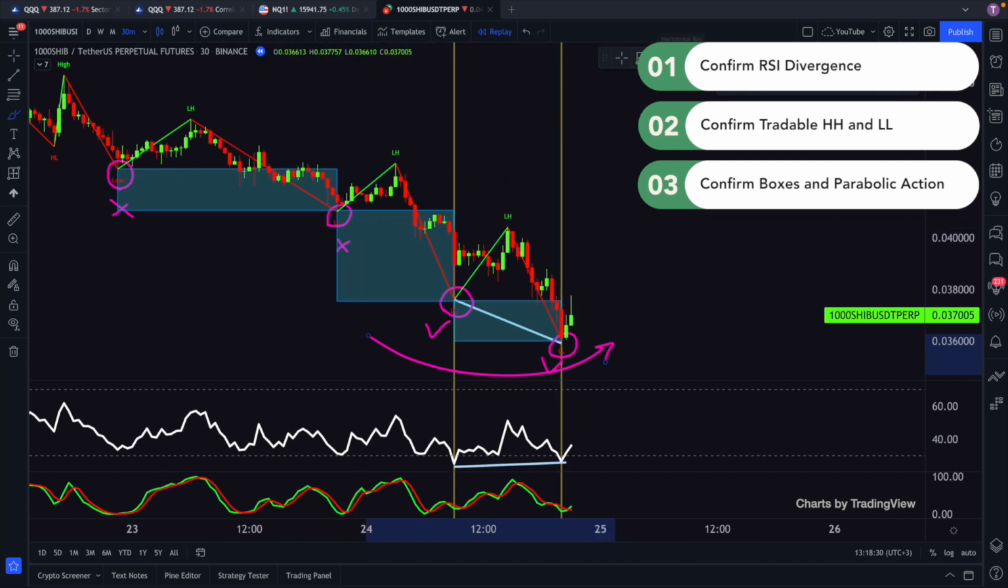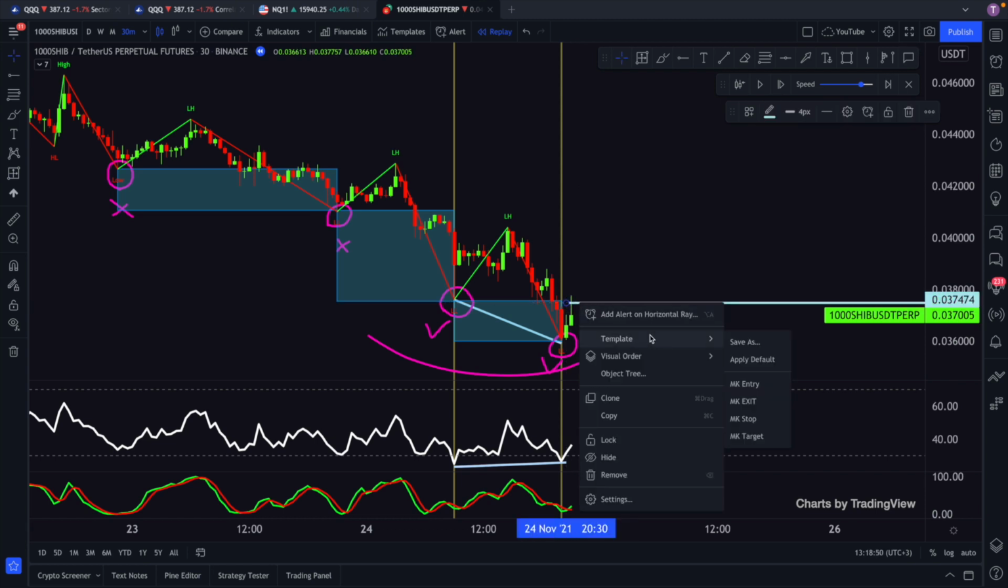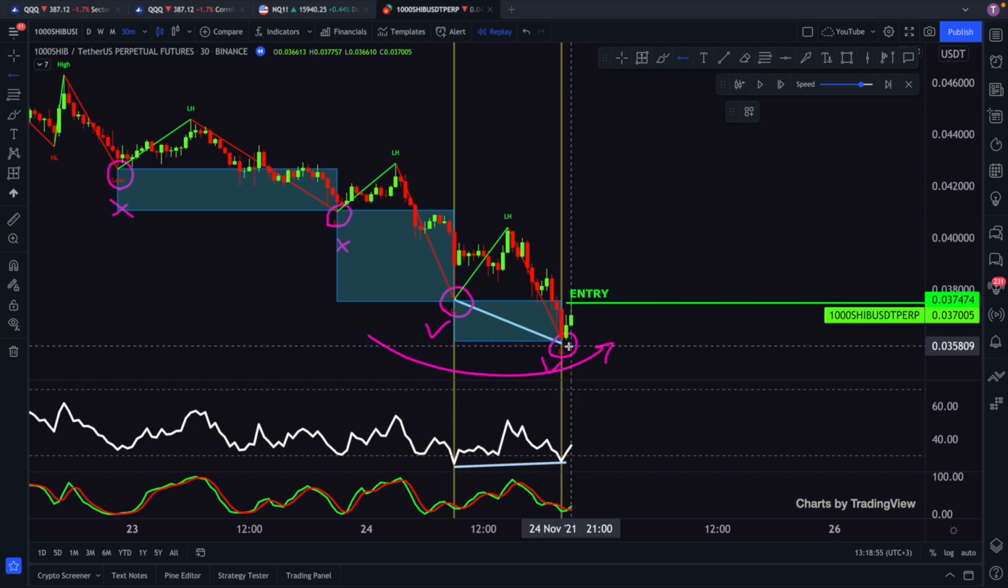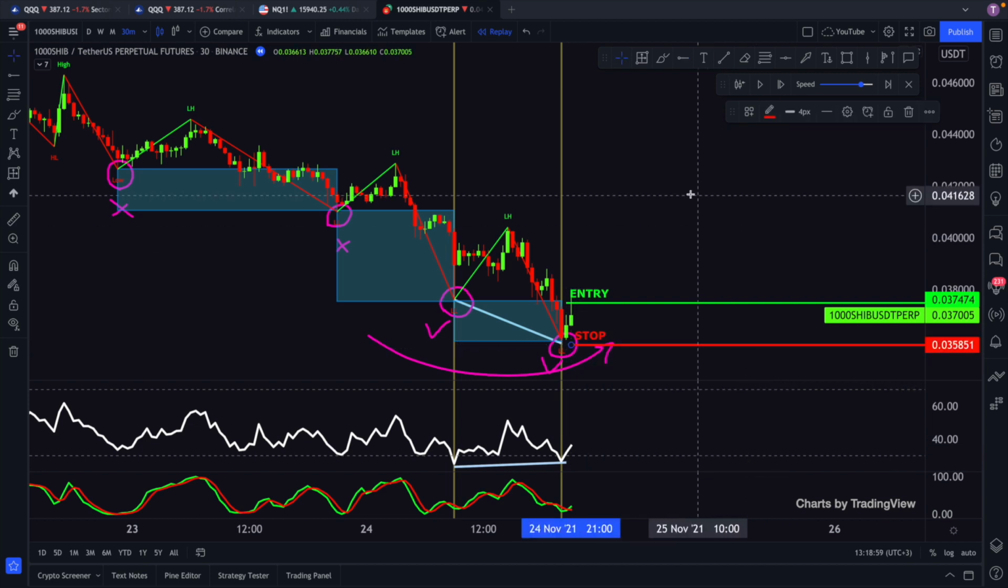Step 4, determining entry. I'm checking the stochastic RSI crossover. Yes, it's here. Nice. Finally, I need buyers to beat this large bearish red candle. And this will be my entry. My stop loss order is at the bottom. Let's run the trade.